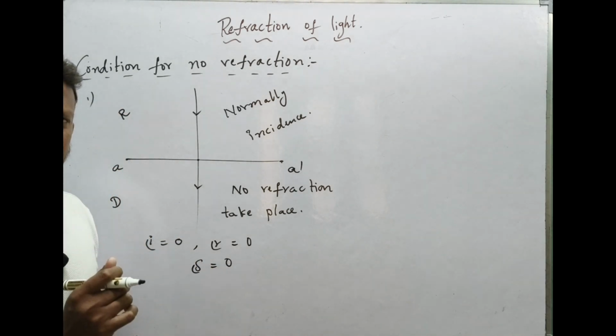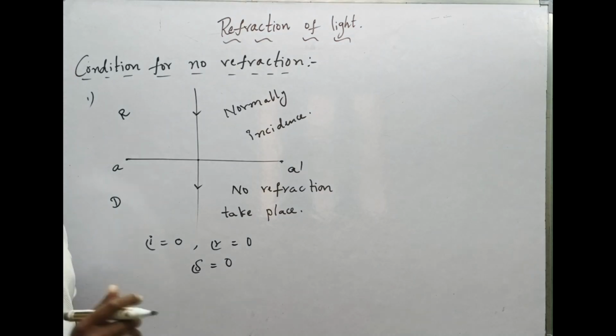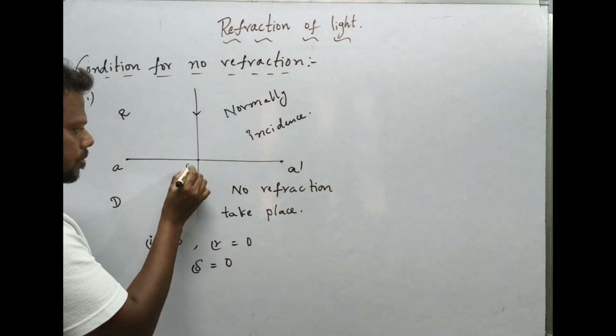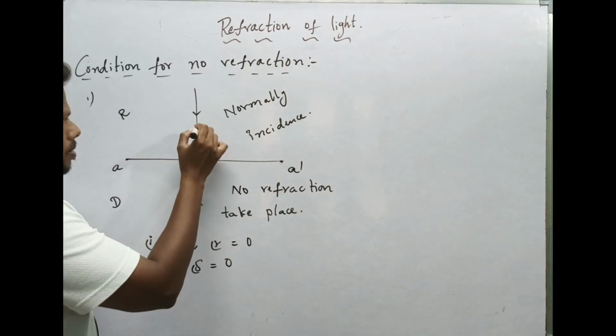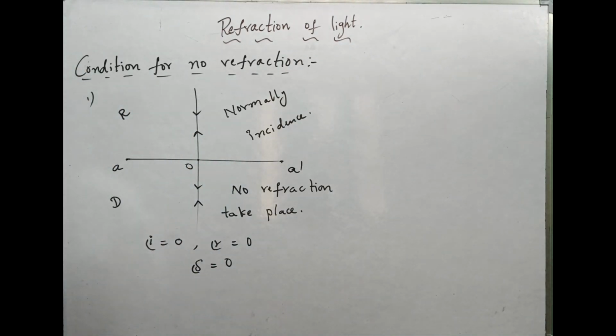The speed of light changes a little in the denser medium. I think I will clear it. So this is the point of incidence. Normal incidence, no refraction takes place: I equals 0, R equals 0 and delta equals 0. Similarly, if I go from denser to rarer along the normal, again no refraction takes place.